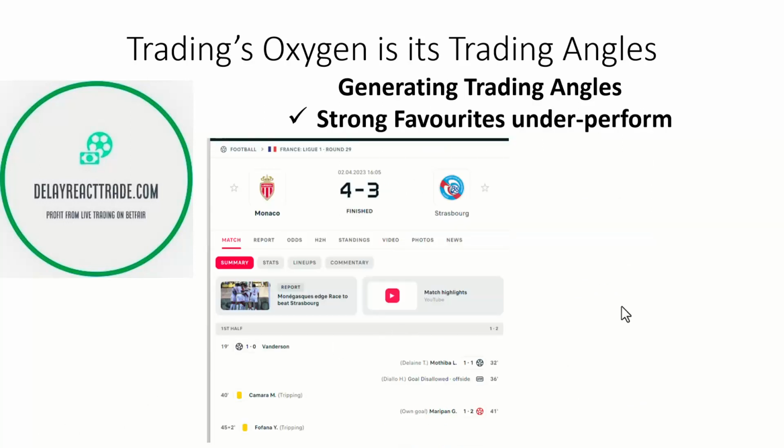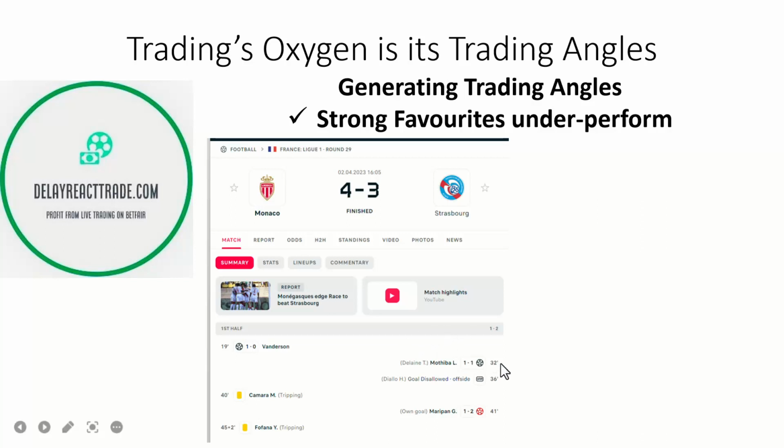Here's another trading angle. Strong favourites underperforming. Let's have a look at this particular match. Monaco, strong favourites here at home in the French Ligue 1 against Strasbourg. This is on the 2nd of April, so you can check the match yourself. See if you would have spotted the trading angles. Well, it's business as usual. The strong favourite scores first. Nothing to see here. Move along, please.